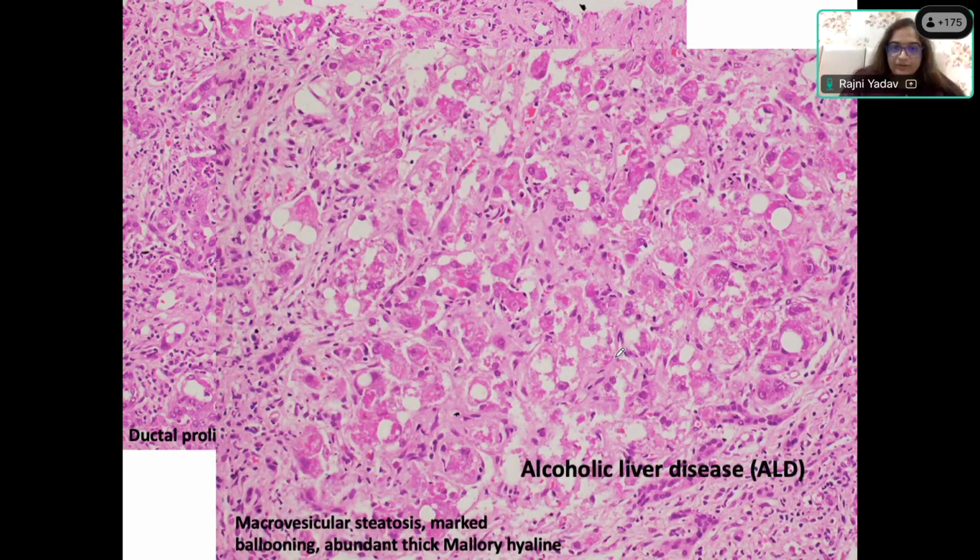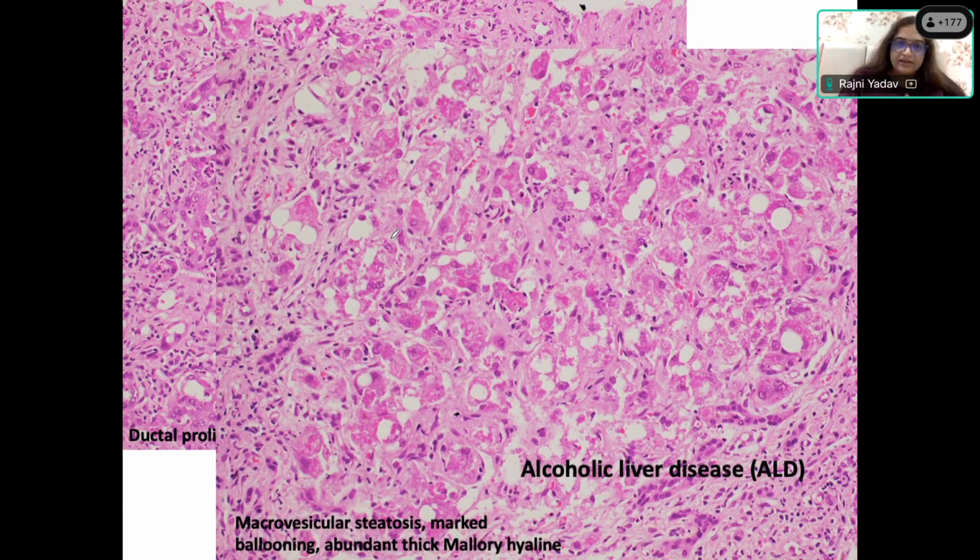If we look at the lobule, we have again fibrosis here and none of the normal hepatocytes are visible. You either have these steatotic vacuoles or you have these pink deposits. These are the Mallory-Denk bodies. This is abundant, ropey Mallory-Denk deposition. It is too abundant. See, all the hepatocytes are full of these pink structures.